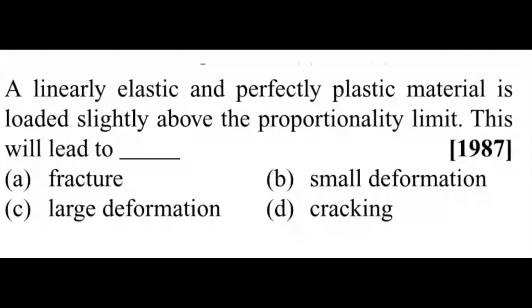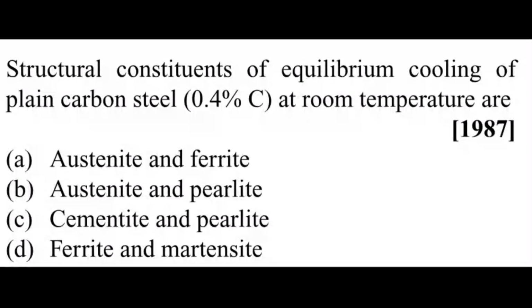A linearly elastic and perfectly plastic material is loaded slightly above the proportionality limit. This will lead to large deformation. Structural constituents of equilibrium cooling of plain carbon steel with 0.4% C at room temperature are austenite and pearlite.